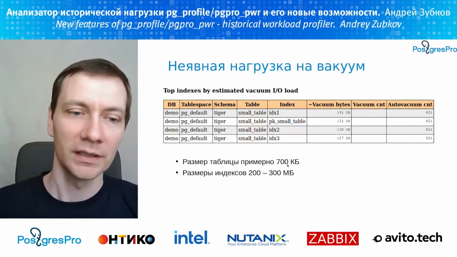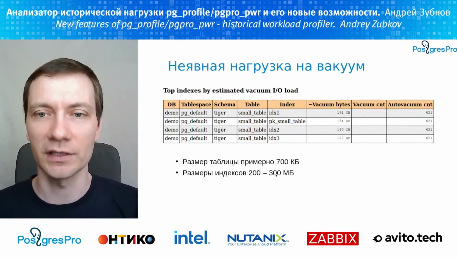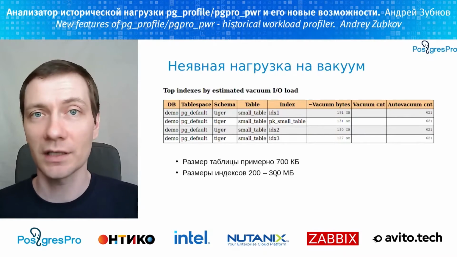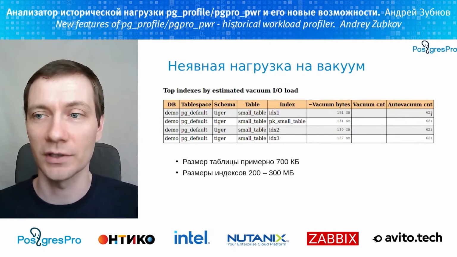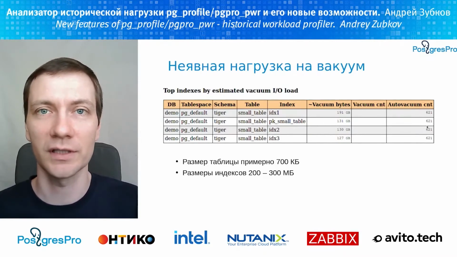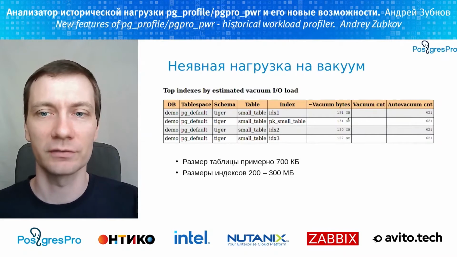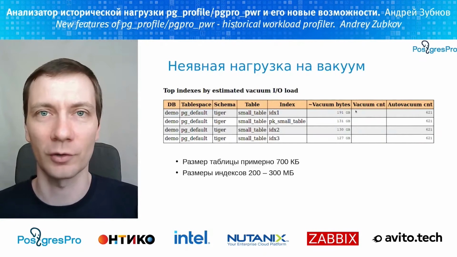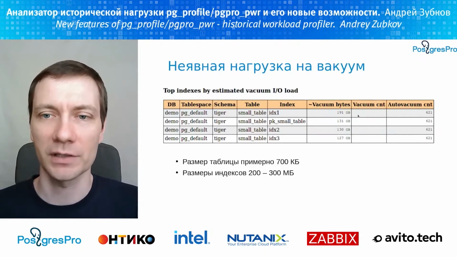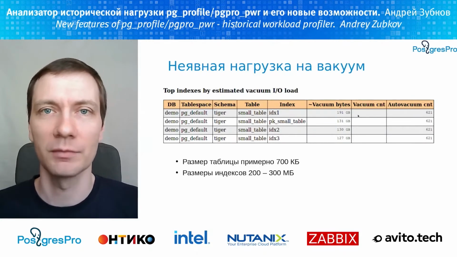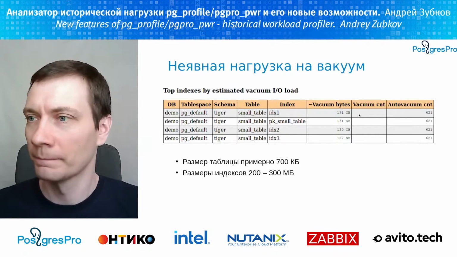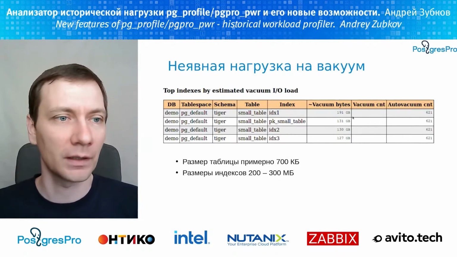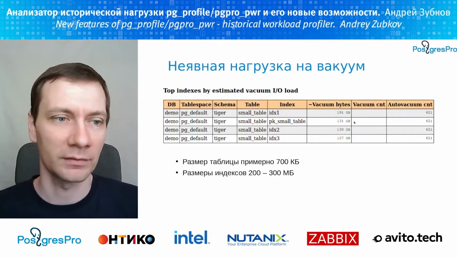It was a simple table, 700 kilobytes. Indexes got to 200 to 300 megabytes. In itself, it's okay. But when vacuum has run 621 times, it creates a lot of load. It might not be load on the file system, but still vacuum had to work very hard.